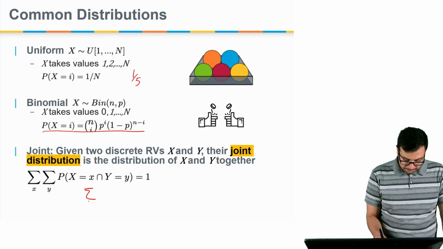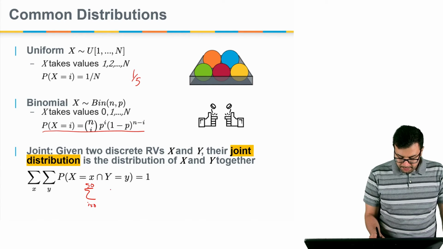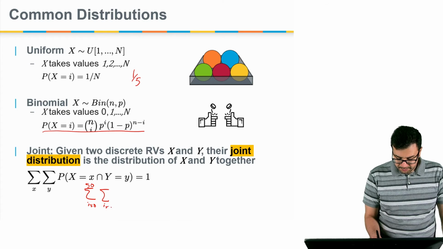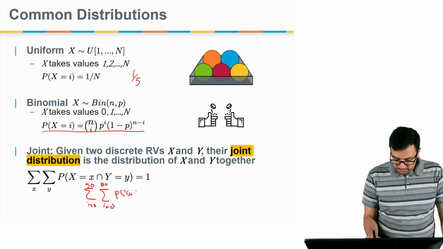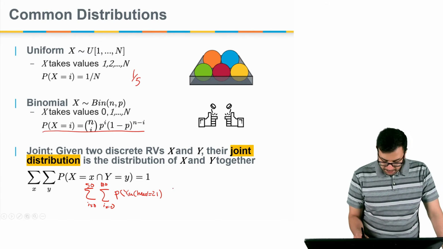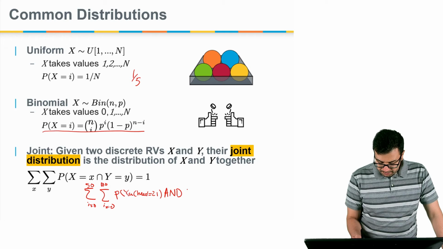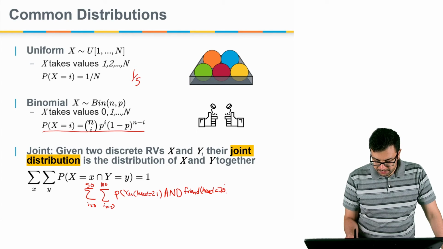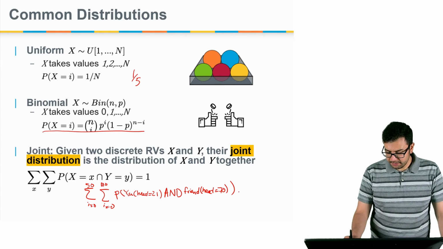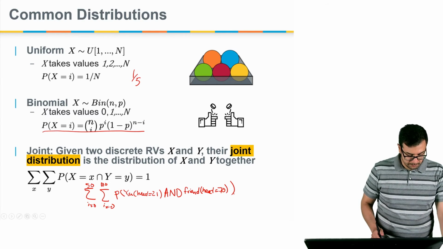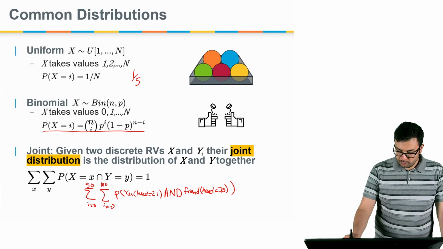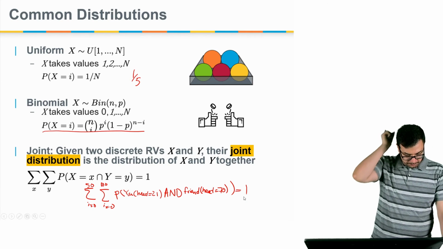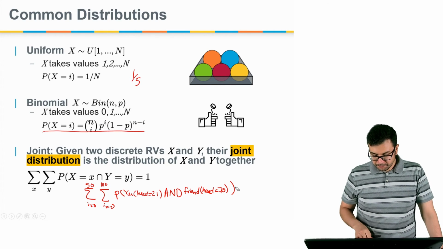sigma from 0 to 50, and for your friend from 0 to 100, the probability of you getting heads 21 times and your friend getting heads 70 times. This probability should sum up to 1.